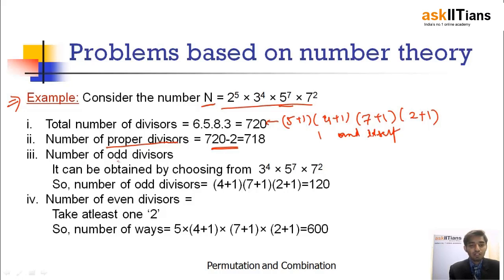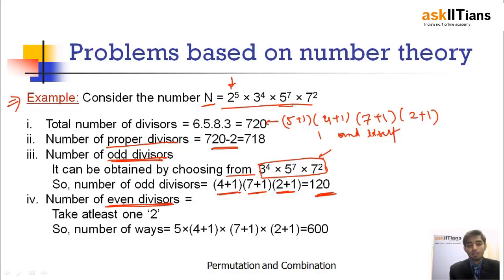If I want to find the number of odd divisors, it can be obtained by choosing only from these divisors. I cannot take 2. If I take 2, it will become even, so I will exclude 2. So if I choose from these three numbers, 3 power 4, 5 power 7 and 7 power 2, I will get all the odd divisors. So the number of odd divisors will be given by (4 plus 1)(7 plus 1)(2 plus 1), that is 120.